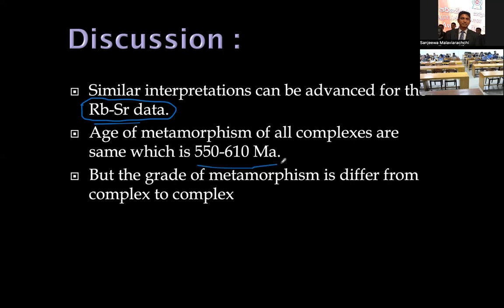So we take the metamorphic age as 550 to 610 in Sri Lanka, but the grade of metamorphism differs, right? That is important because the Vijayan complex has lower grade, the Highland complex has the highest grade, and the Wanni complex has upper amphibolite to granulite, but still higher than the Vijayan complex. Okay, right. So this is what I planned for today.